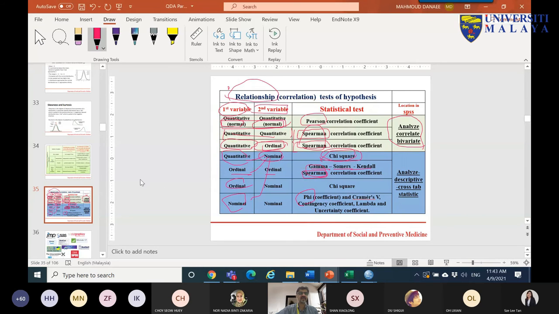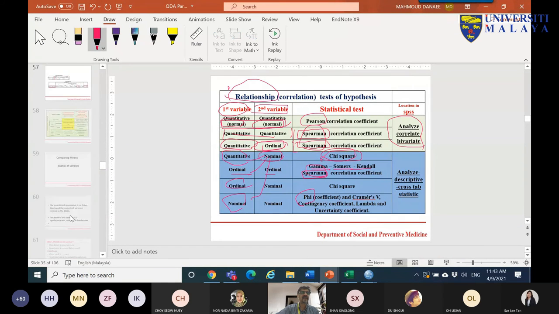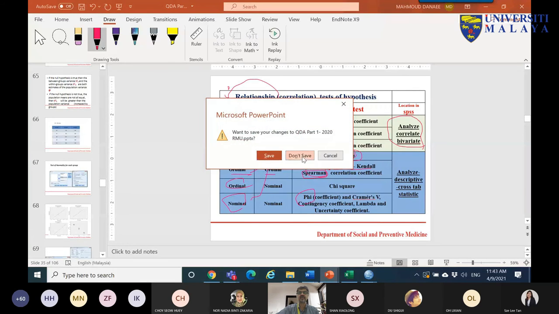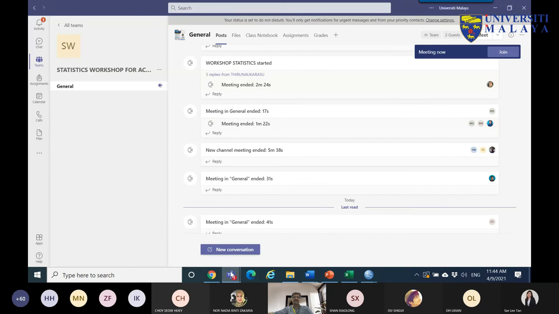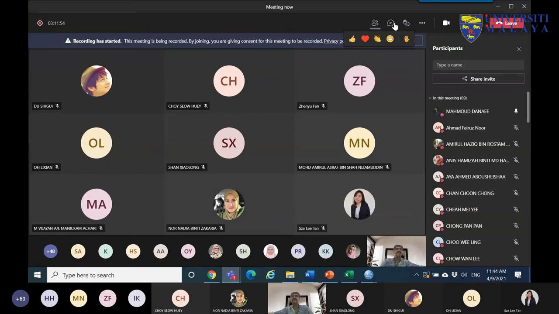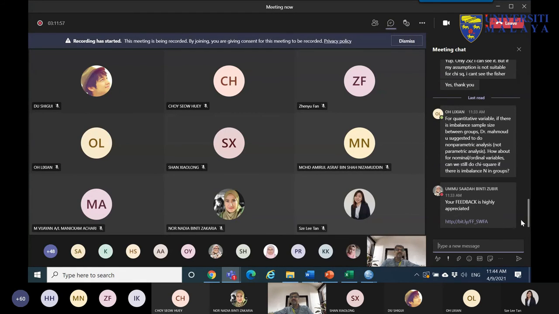So let me explore. Hold on, I need to check my slides. Okay, this one, no, we don't need it anymore. Don't save it. Now we are going to one of the advanced topics in statistics, which is called factor analysis. Do you know what factor analysis is? Have you heard about that? No. None of you knows about factor analysis.